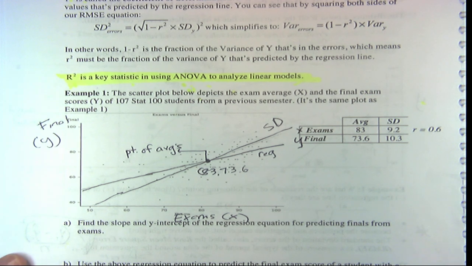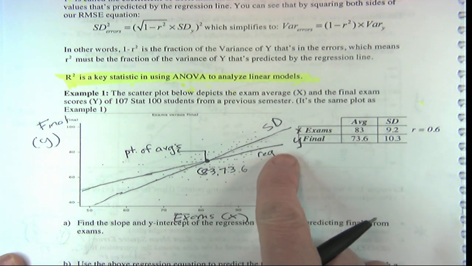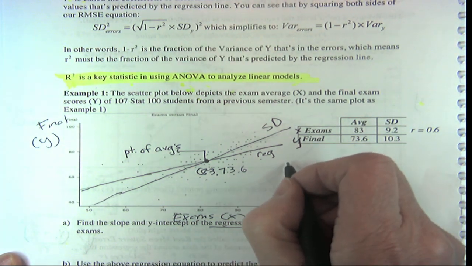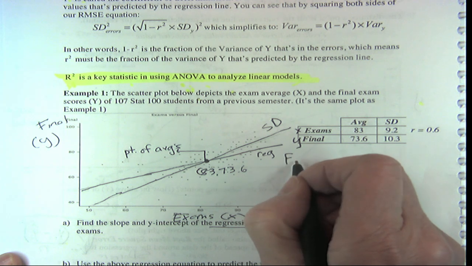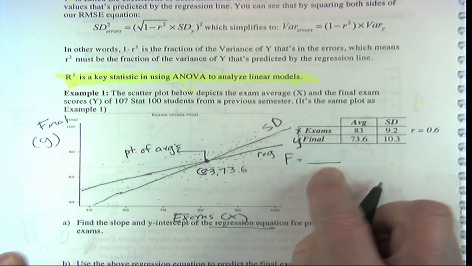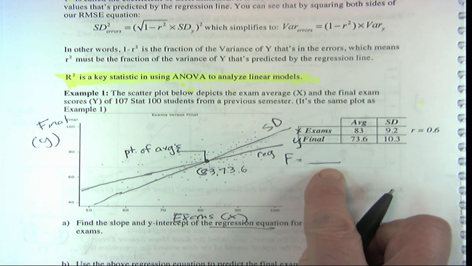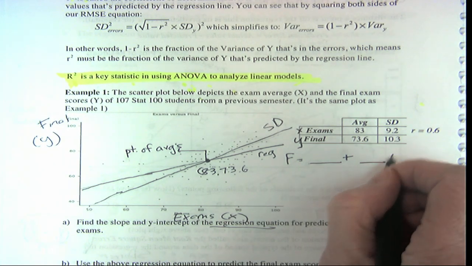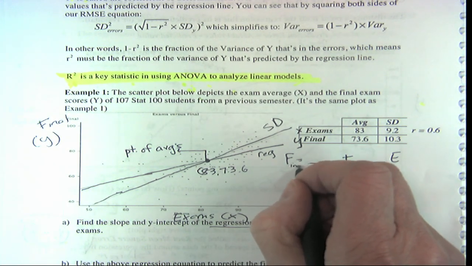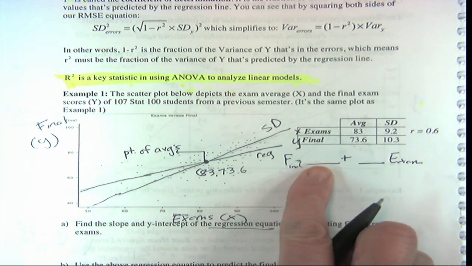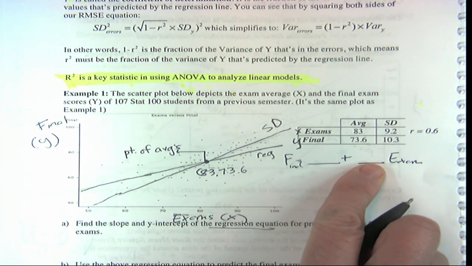Okay, so now we want to find the equation of this regression line, the regression equation. So it will be finals equals, and we always put the intercept first, b naught, plus b1 times the exams. So this is final and this is exam. We want to find the intercept and the slope. We'll find the slope first.